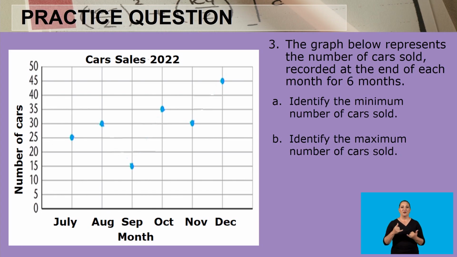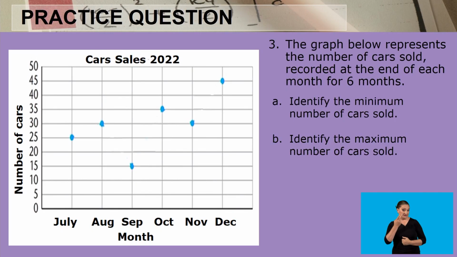So remember, the minimum refers to the lowest value vertically. So we are going to identify the month that has the minimum number of cars sold. Can you identify that month? Yes, we can see that the minimum, or the lowest number of cars sold, was 15 cars. And of course, that belongs to September. So it means that the month with the lowest number of cars sold was indeed September.